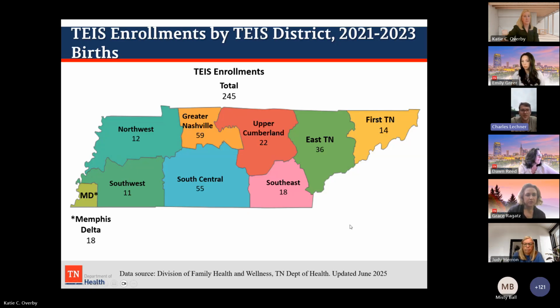Our last real metro area is the Memphis Delta, but we see that they only have 18 enrollments, which is about in line with what we see for our less populated rural areas. Areas like Upper Cumberland with 22, Southeast with 18. The West districts are split into North and South. We have 12 for Northwest and 11 for Southwest. And then First Tennessee over there on the far east with 14.